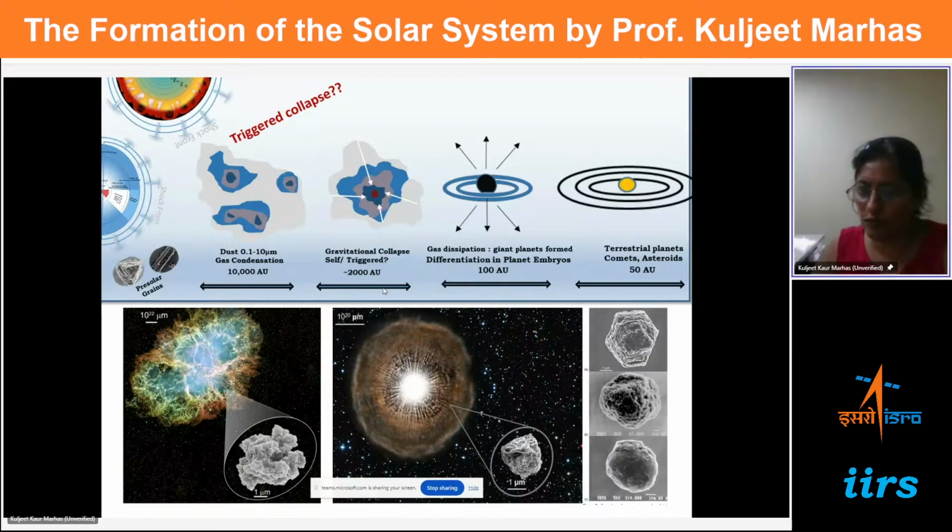Now here I have also shown various pre-solar grains. You can see the size of the grains. They are very, very small. They are micron size, 1 to 5. When I say 5, it's the largest size probably. Probably they are very small grains, less than a micron. They are in nanometer scales.